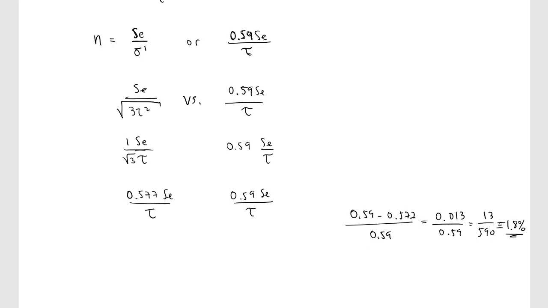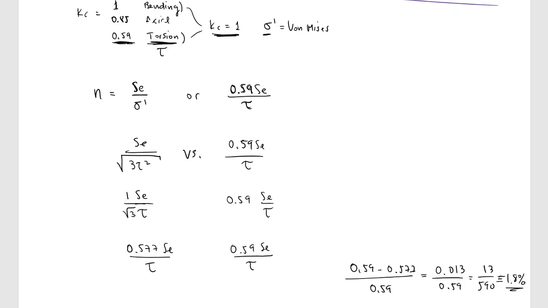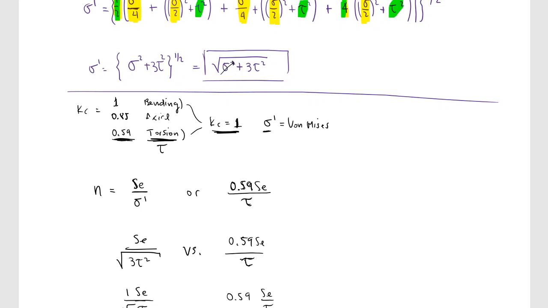I'm done. So basically, just to go over this again, if you only have torsion, you can use the marine factor, include it in your SE, and compare it to tau, or you can assume just 1 and use von Mises, but of course von Mises would only have a tau here, no sigma, because there was no bending or axial, okay? And the results are pretty much the same.